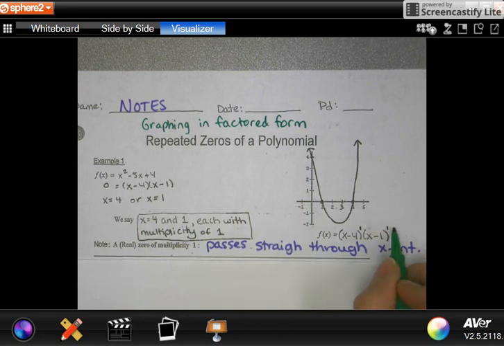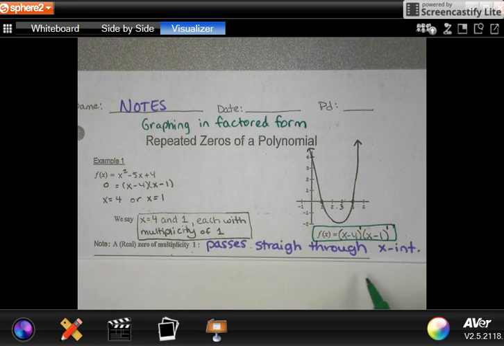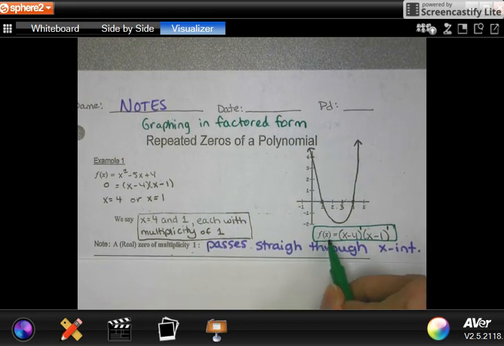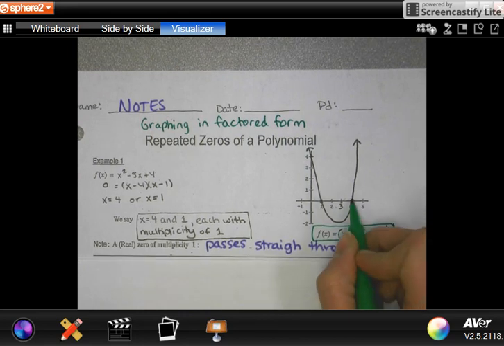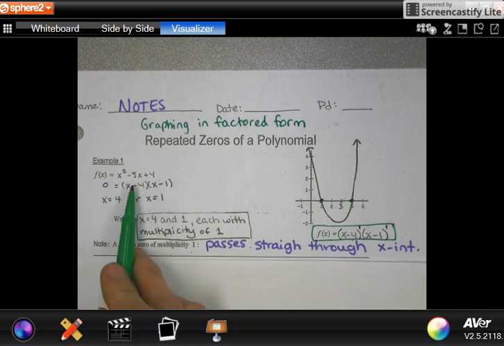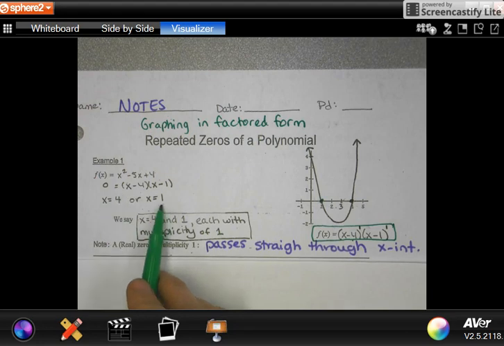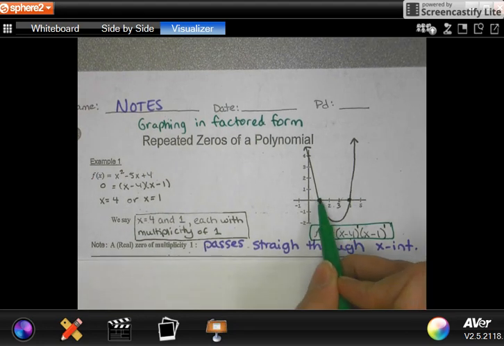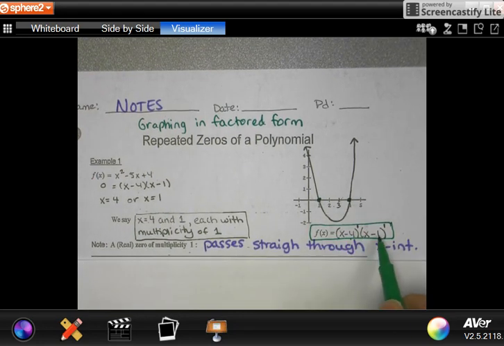If you look at example 1, this is an example of a factored form of your function. It hasn't been FOILed out or multiplied out. This is the graph of f of x equals (x minus 4) times (x minus 1). So the x-intercepts are at 4 and at 1. Over here I did a little bit of work where I factored for you and showed you, if you were to set these equal to 0, you would get 4 and 1. So we know that the graph passes through the x-intercepts at 4 and 1.